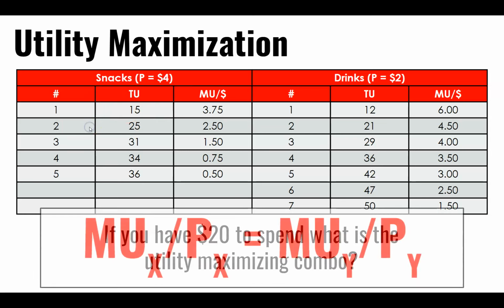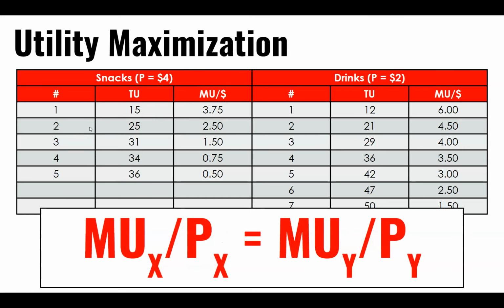So the rule was to go until marginal utility per dollar spent on good X was equal to the marginal utility per dollar spent on good Y. And we would just go back and forth. Do I buy a snack first or do I buy a drink first? In this case, I would buy a drink first because 6 utils per dollar is better than 3.75. Then do I buy the second drink or do I buy the first snack? Again, I'd buy a drink. 4.5 utils per dollar is better than 3.75.